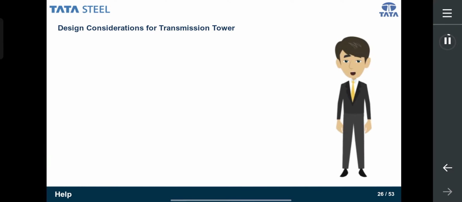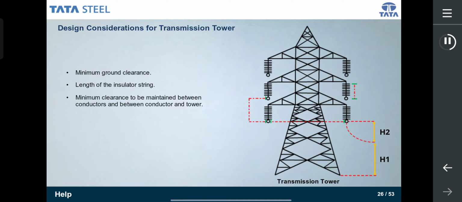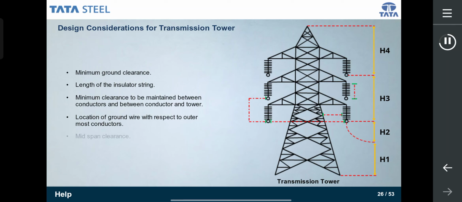Following are the points to be considered for designing a transmission tower. The minimum ground clearance of the lowest conductor point above the ground level. The length of the insulator string. The minimum clearance to be maintained between conductors and between conductor and tower. The location of ground wire with respect to outermost conductors. The mid-span clearance required from considerations of the dynamic behavior of conductor and lightning protection of the line.